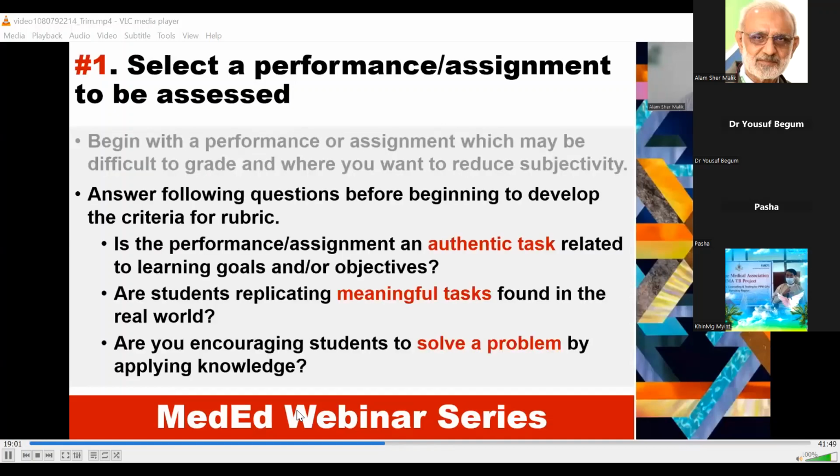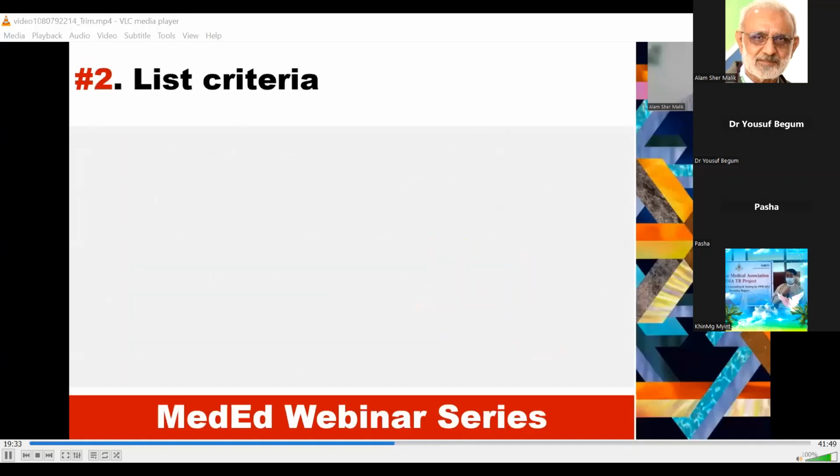Answer the following questions before beginning to develop the criteria for the rubric. Number 1, is the performance assignment an authentic task related to learning goals and objectives? Are students replicating meaningful tasks found in the real world? Are you encouraging students to solve a problem by applying knowledge? The answer should be yes to all these questions.